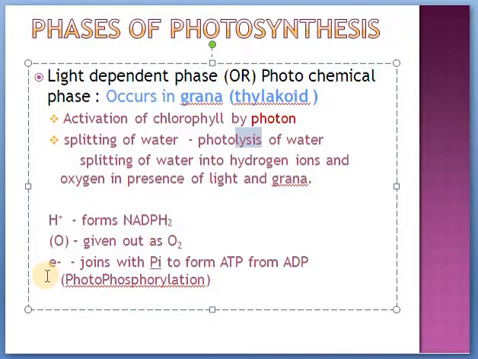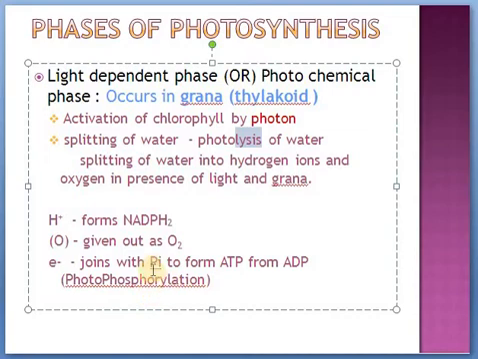This E minus will be joining with inorganic phosphate, that is Pi, to form ATP from ADP. That means ADP plus E minus plus inorganic phosphate will be forming an ATP. What is the expansion for ATP? Adenosine triphosphate, right? So this ATP is also an energy currency of a cell, and this process is called photophosphorylation.